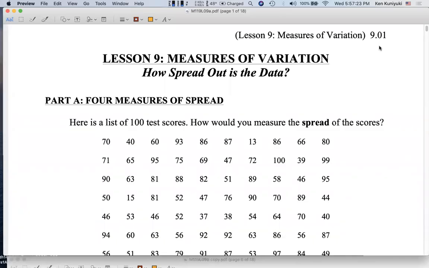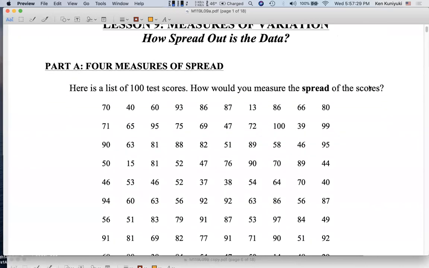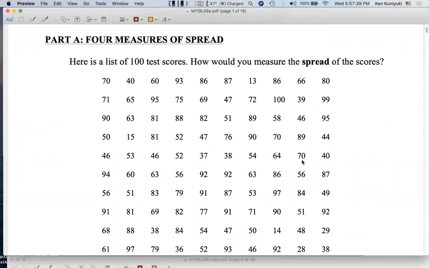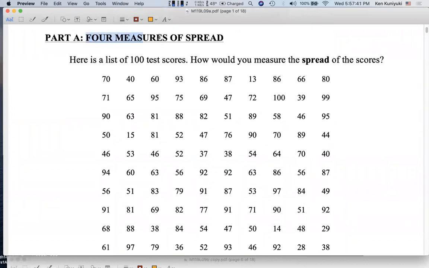Hi, everyone. In Lesson 9, we're going to talk about measures of variation or spread. How spread out is the data? Before, we talked about measures of center, or a representative measure for quantitative data. Now we're going to talk about measures of spread. In fact, there are 4 measures of spread that we'll discuss. One of them is fairly straightforward.